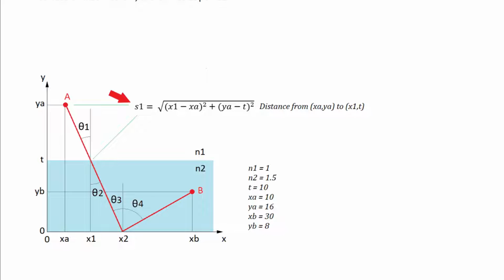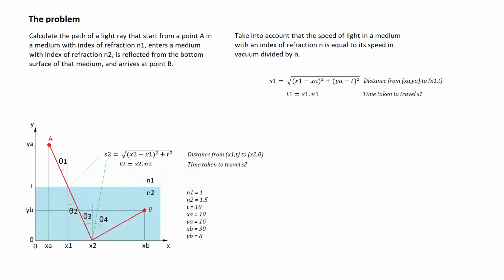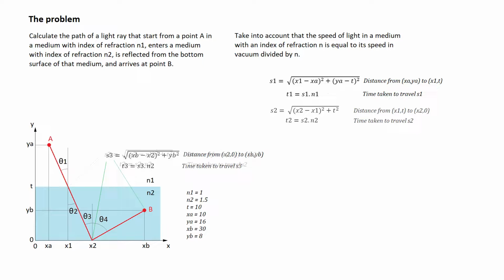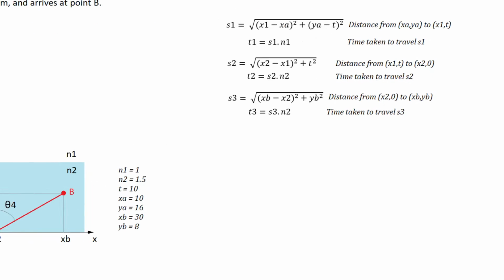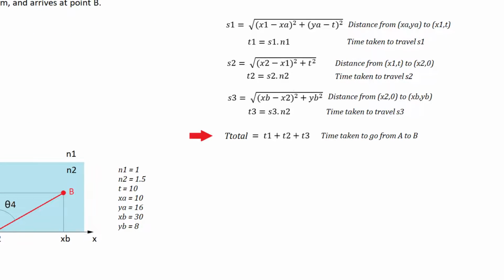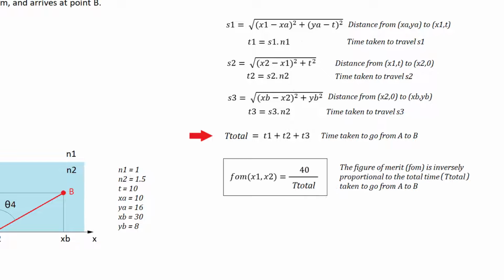S1 is the distance of the first path to travel in the medium with refractive index n1. And T1 is the time needed to travel this first path. The distances and times for the second and third trips are calculated in the same way. Therefore, the total time required for the light ray leaving point A to reach point B is the sum of T1 plus T2 plus T3. According to Fermat's principle, this time must be minimal.